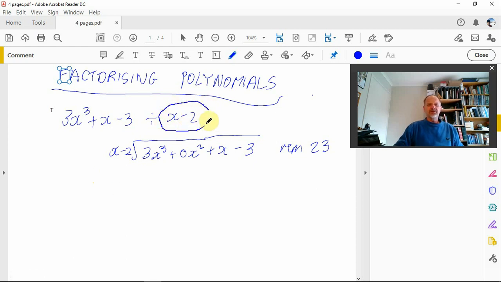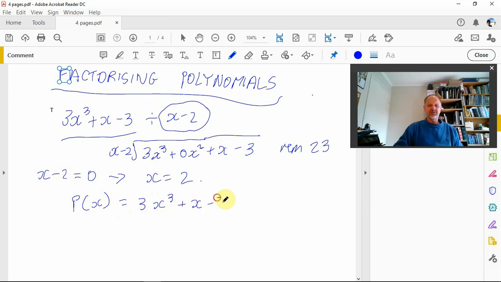But what I'm going to do is I'm going to take this and have a look at this. And I can say, all right, what does x have to be for x minus 2 to be equal to 0? And x would have to be equal to 2. And so we go, all right, okay. So let me call this bit at the front, let me call that polynomial p of x. And then it's 3x cubed plus x minus 3. We'll go, all right, so let's put this x value, 2, in here and see what's going on. So p of 2.